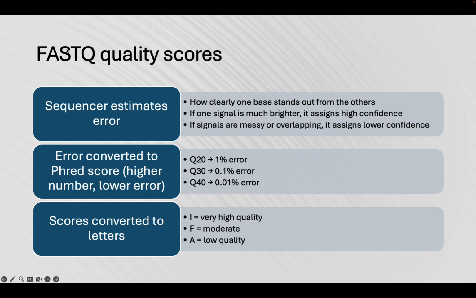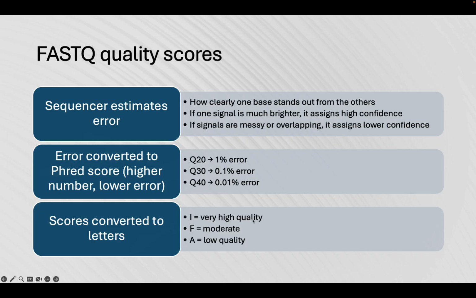But that score is going to be a lower score if there's less confidence in that being the correct base. So the error is converted to what we call a Phred score, and how that works is not terribly important for you. But a Q of 20, so a Phred score of 20, means there's about a 1% chance of an error. It involves the probability of that base being an error. Q30 is 0.1%, Q40 is 0.01%. So the higher the number on the Phred score, the lower the probability that there's an error in the sequencing read.